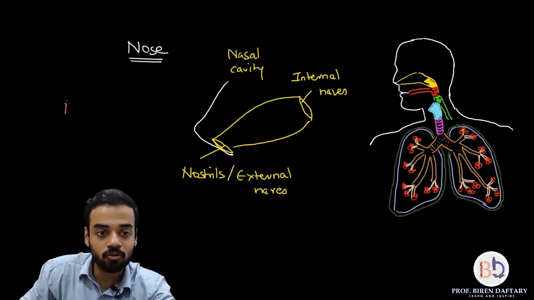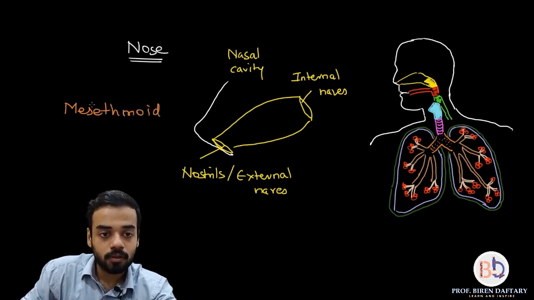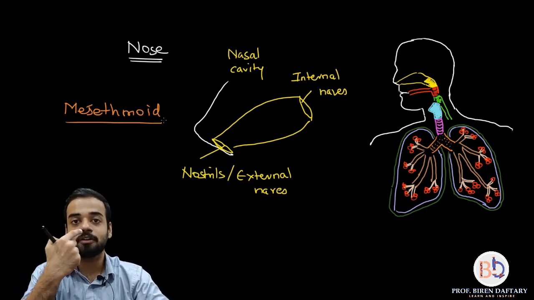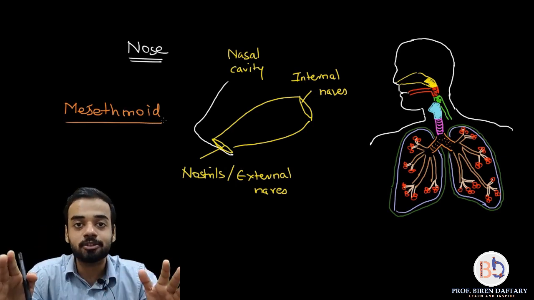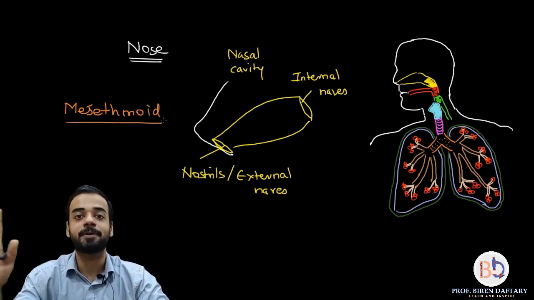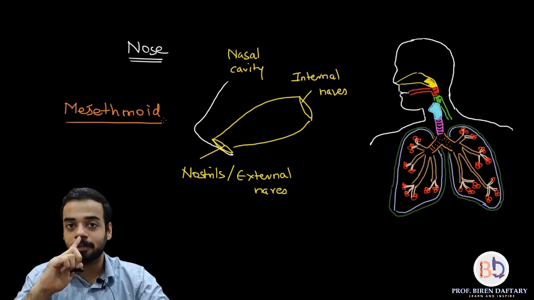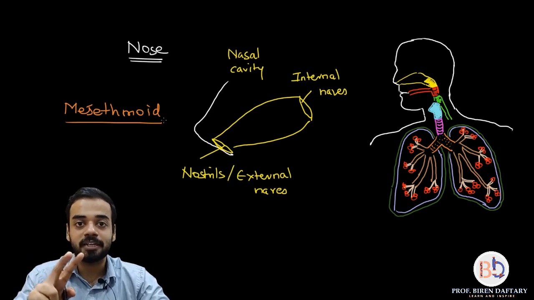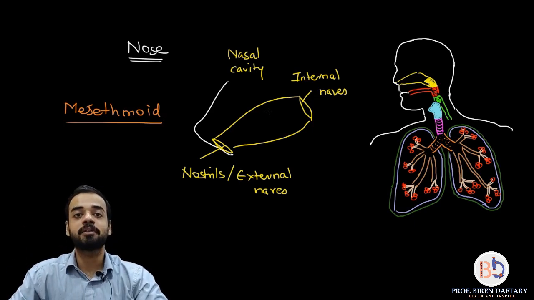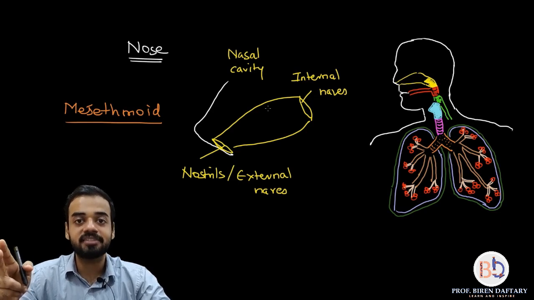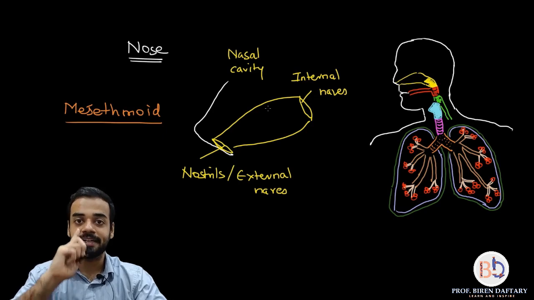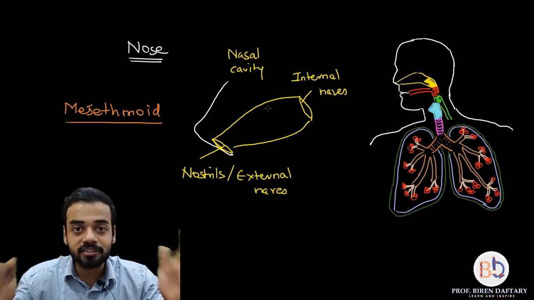So I am going to write it down over here. Mesethmoid is the cartilage responsible for the division of the nostrils. If there was no mesethmoid, you would have one opening. Is this clear? The part which divides the cavity into two parts is called mesethmoid, and those parts are now called nasal chambers. So the nasal cavity is divided into two nasal chambers, the left nasal chamber and the right nasal chamber. Is this clear?